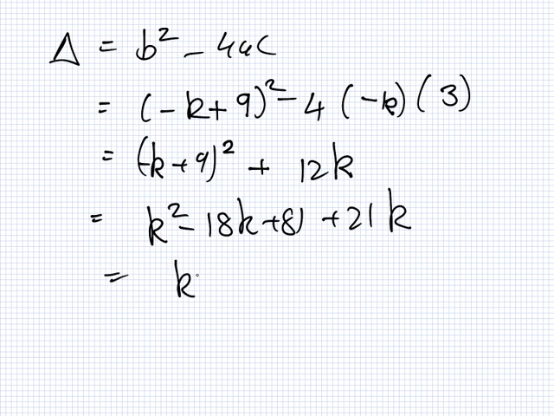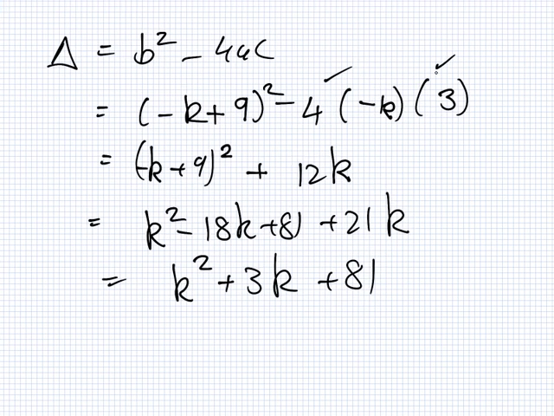How many k's do I have altogether? Minus 18 and 12, not 6. 3k plus 81? Is that right? I feel like something went wrong here. These are 4 and 3, yeah? 12k, you're right. I have no idea how that happened. Sorry, that's a 12.